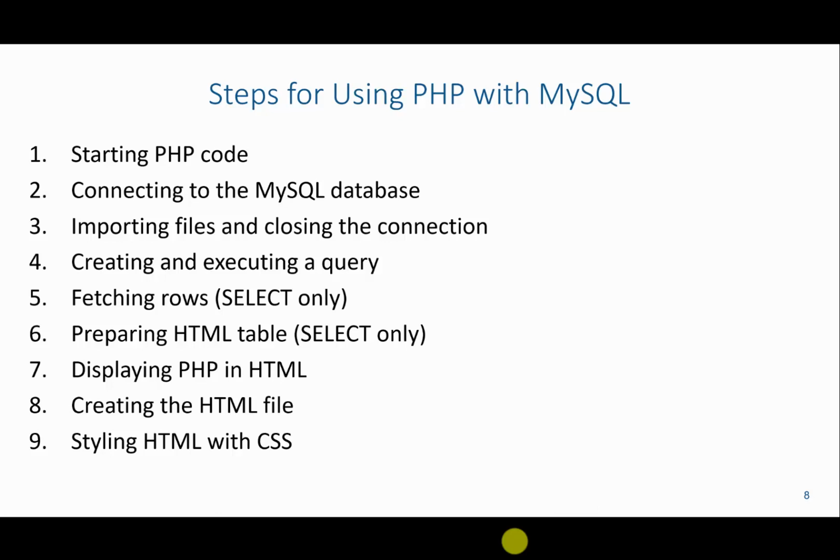We will fetch rows. This would only be done with the select statement. We will then prepare an HTML table to display the results of our select statement. Although data does not necessarily need to be displayed in a table, this is an ideal format for users to be able to interpret it easily. Then step 7, we will display PHP in HTML. We will then create the HTML file and style that HTML file using CSS.